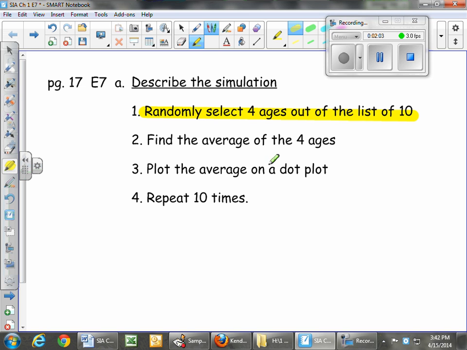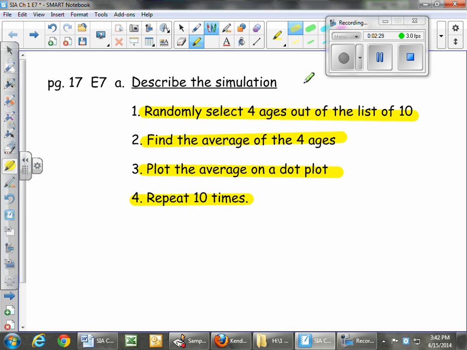We pick 4 out of a group of 10. You're going to get those 4 ages and average them. You're going to take that average and plot it on a dot plot. And this question says repeat it 10 times. So that's the description for E7A. How are you going to randomly select them? What are you going to do with the 4 ages when you get them? You're going to average them and plot them and repeat it several times.